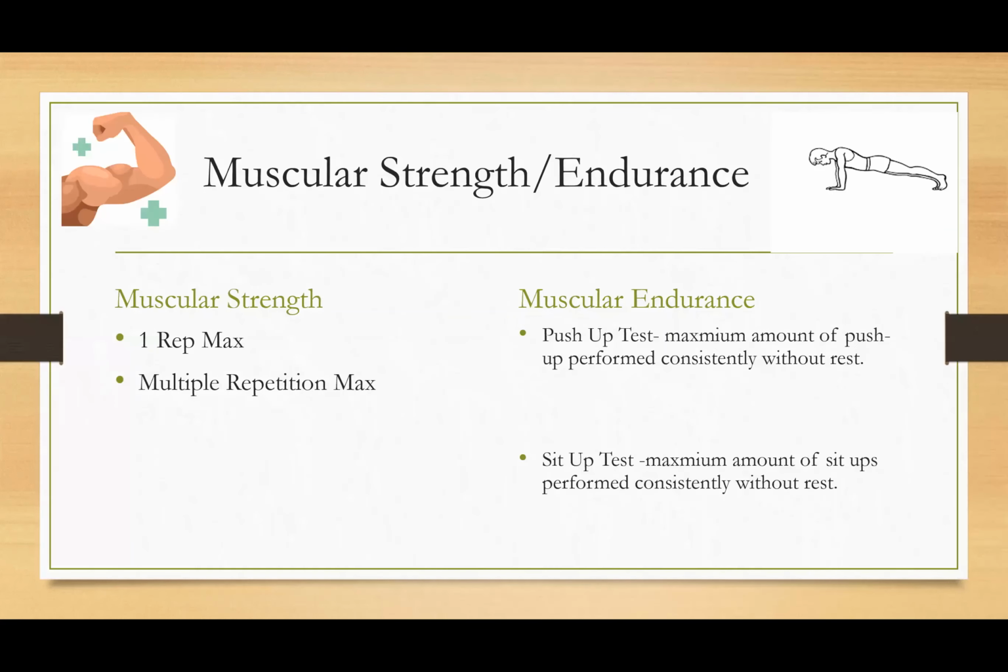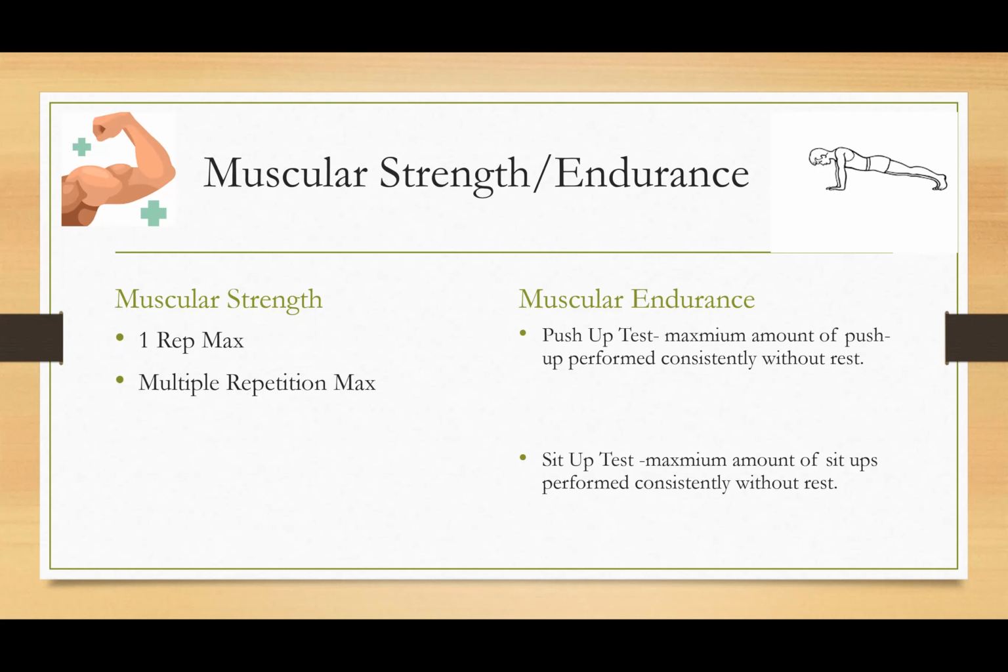And then our next component of fitness will be muscular strength and muscular endurance. We have the 1 rep max to test the maximum strength of muscles. So you can do different types of exercises like the chest press or squat.